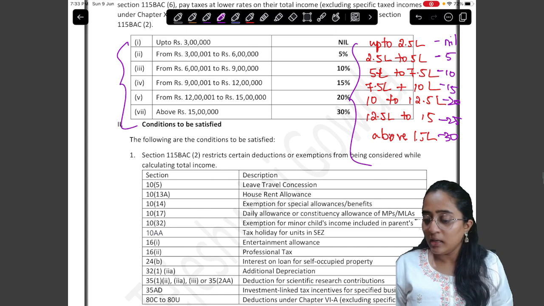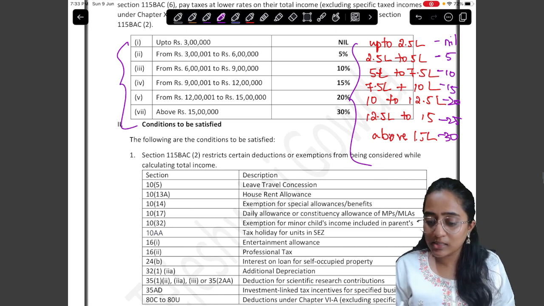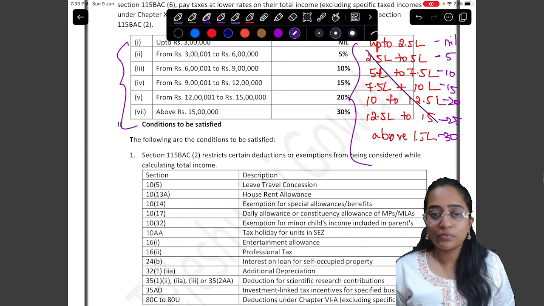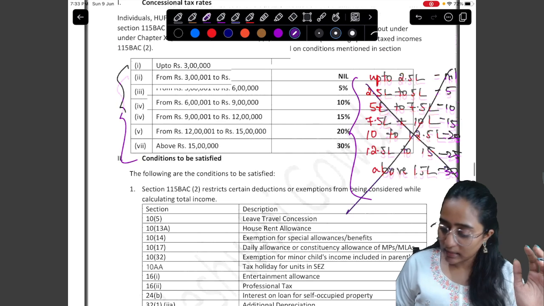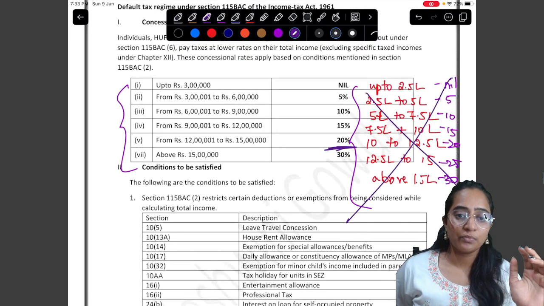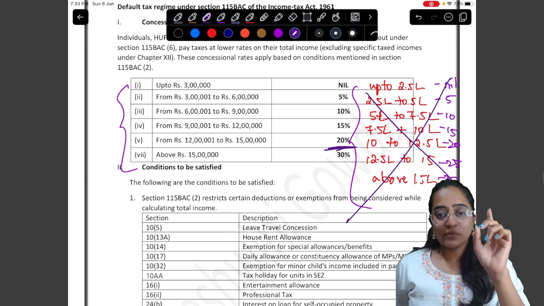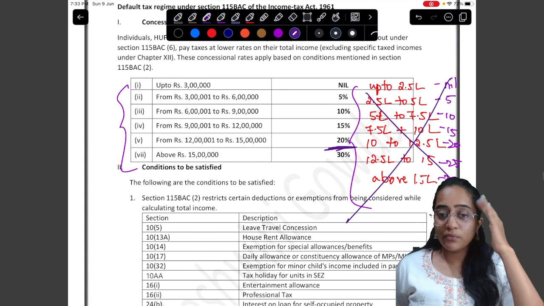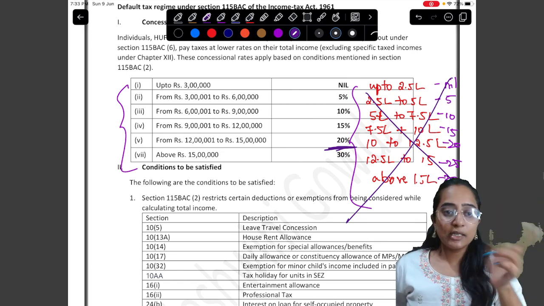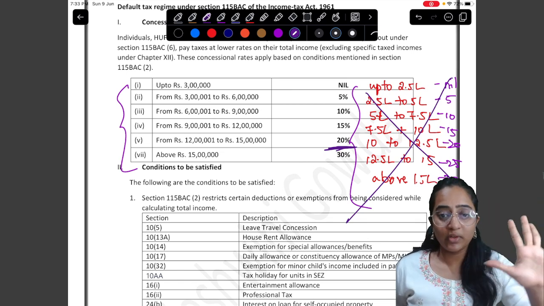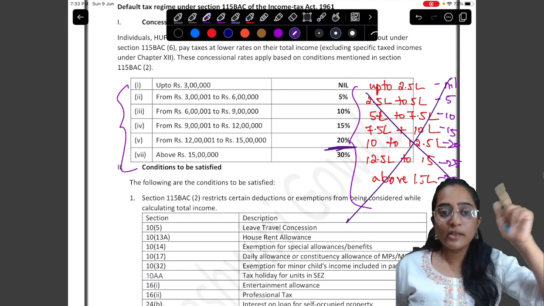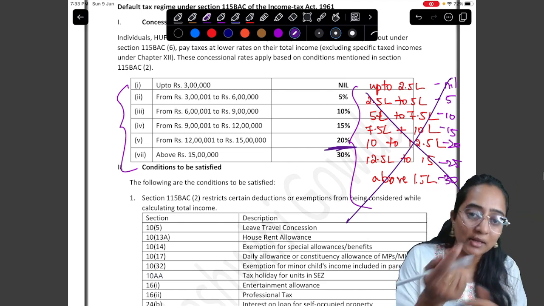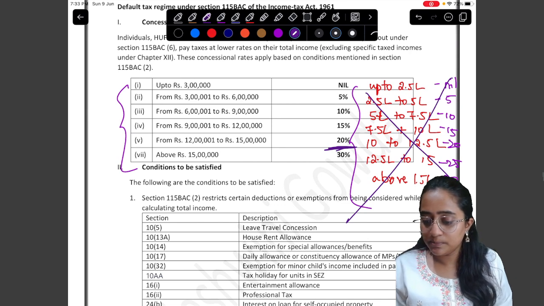Then later, in the Finance Act, they removed this entire thing and brought it this way. That's why, see here, 25 is skipped. So remember, starting from 3, keep on adding 3 for remembrance purposes: 3, 3 to 6, 6 to 9, 9 to 12, 12 to 15, 15. Next, the tax rate applicable starts with nil, then 5, 10, 15, 20. No 25, directly 30. Clear?